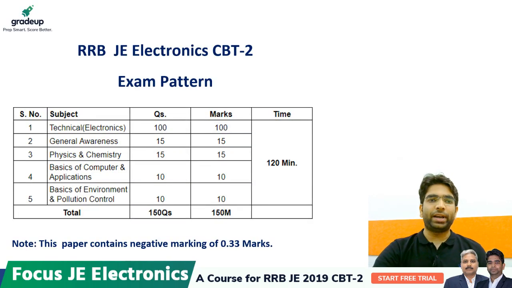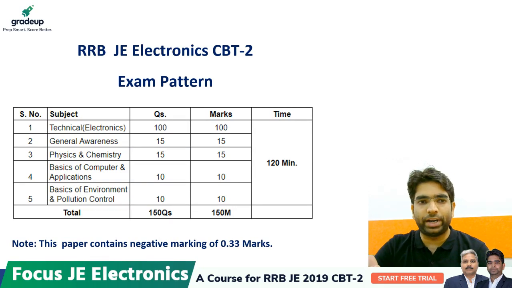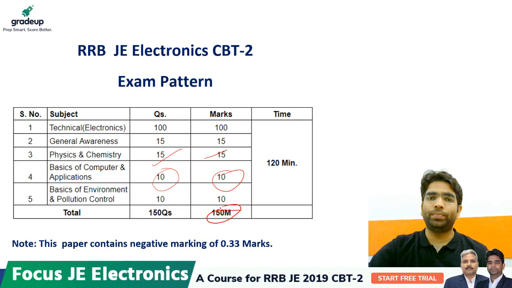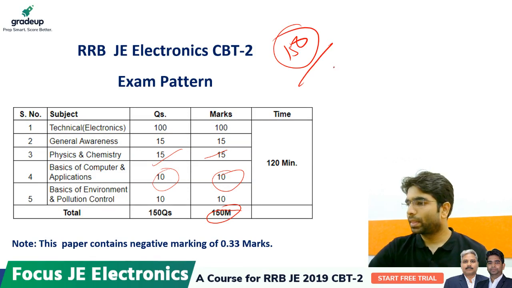Now, my dear friends, as everyone knows, the CBT-2 examination technical section comprises 100 marks, 100 questions. General awareness is 15 marks, 15 questions. Physics and chemistry will generally be 15 marks, 15 questions. Computer application is also 10 marks, 10 questions. So there are a total of 150 marks, and you have to score the maximum in these 150 marks.